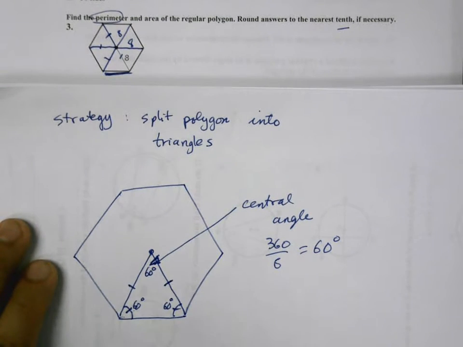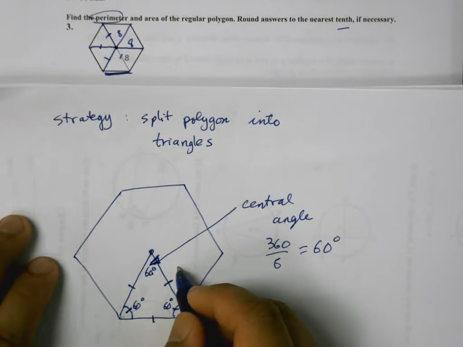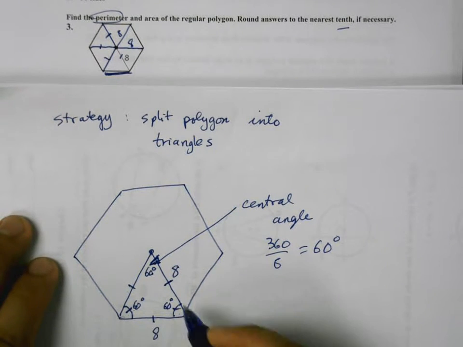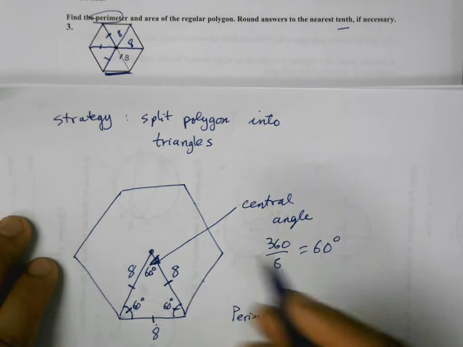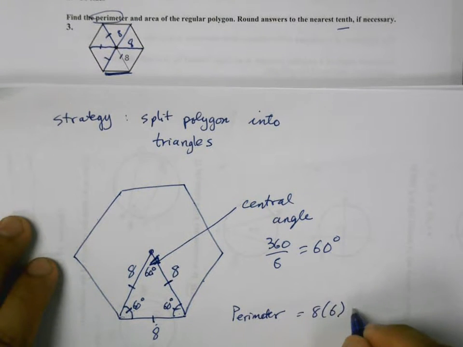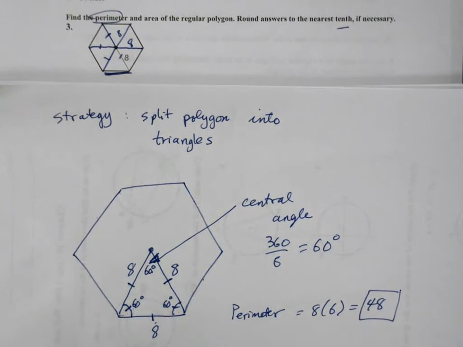So this is very convenient. And what we have here is an equilateral triangle, because if this is 60 degrees and both of these are congruent, then they also have to be 60 degrees. So if this radius here is 8, then this is also 8, and this is also 8, all the way around. So the perimeter for this question is pretty straightforward. The perimeter then is 8 plus 8 plus 8 plus 8 plus 8 plus 8, or 8 times 6, which is 48. Okay, so the perimeter is pretty straightforward to find.